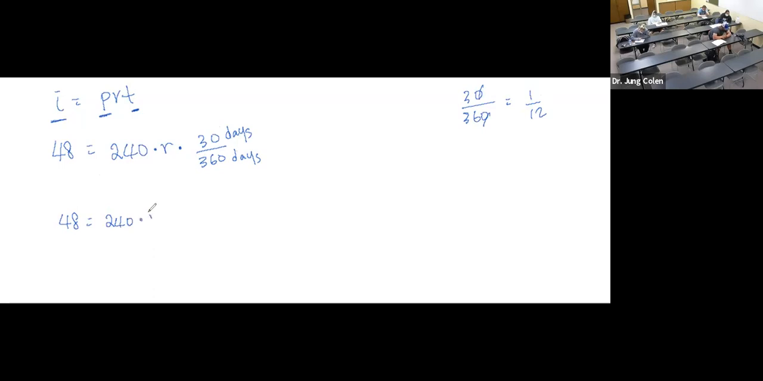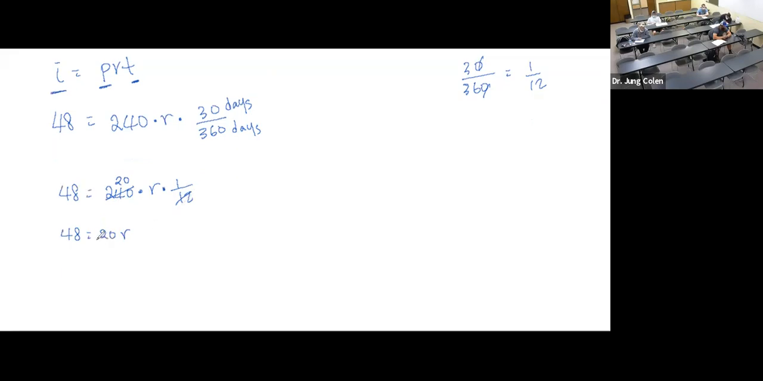240 times R times 1/12. We can already simplify here because 240 and 12 are both divisible by 12, right? So divide 12 by 12 and 240 by 12. What is it? 20? Okay. So now we have 48 is equal to 20R. What would you do now to solve for R? Yes, divide both sides by 20.